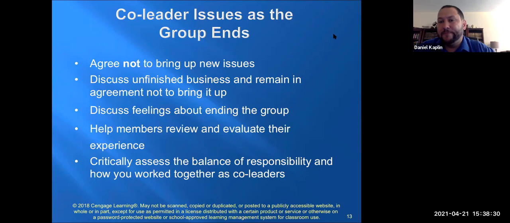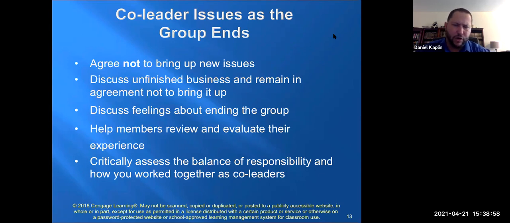You also want to ask people how they feel about ending group, right? Depending on how one's group experience was, some people are going to be more okay and non-emotional about it, but other people are going to feel as though they're going to miss something. And that's important, to hear everyone's experience about unfinished business.